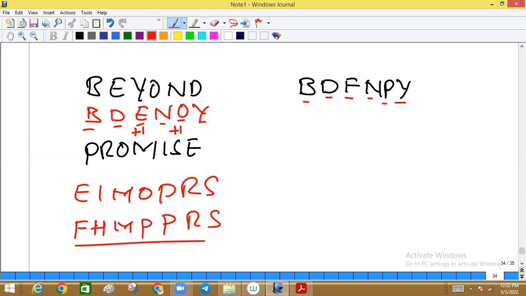A, E, I, O, U. Okay, vowels have to increase by +1. So you write it here, otherwise you'll forget. +1, +1. Vowels +1.